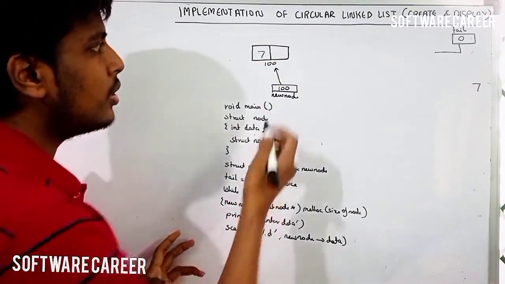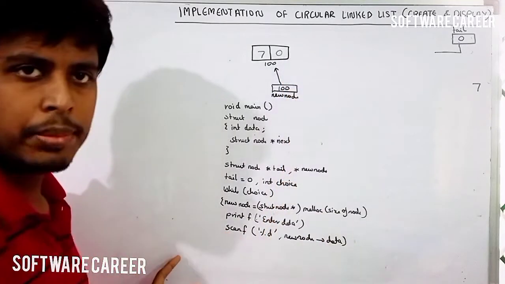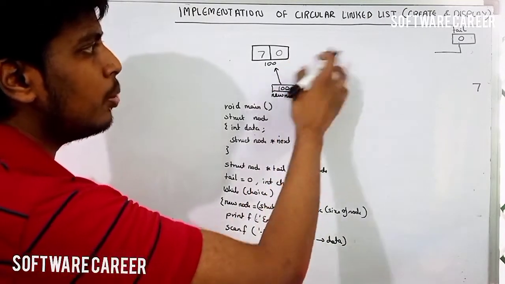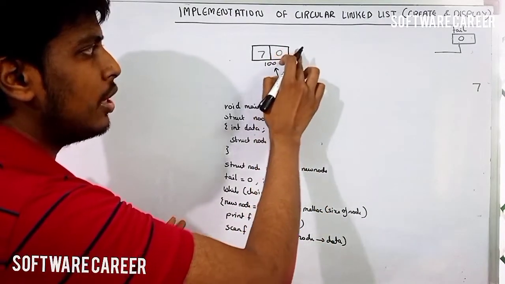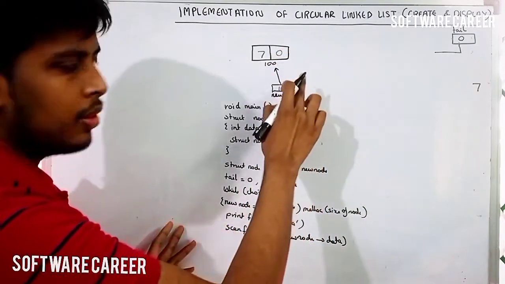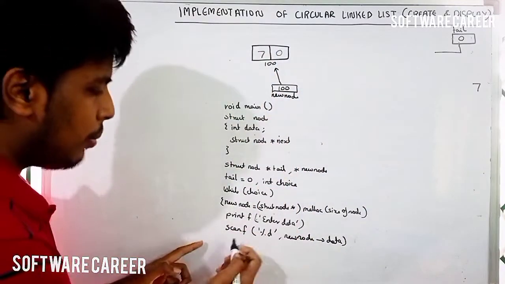Now what? Next I should store 0 here. Why am I storing 0 here? Because there is no node present after this. This is a pointer, and there is no node to point to, so I am writing 0. So I am writing the code here.